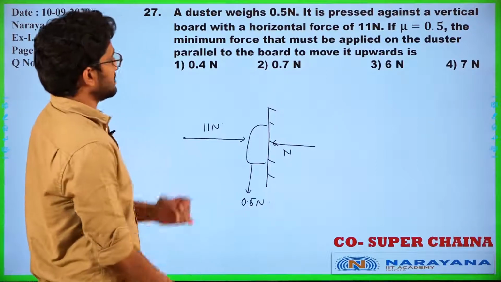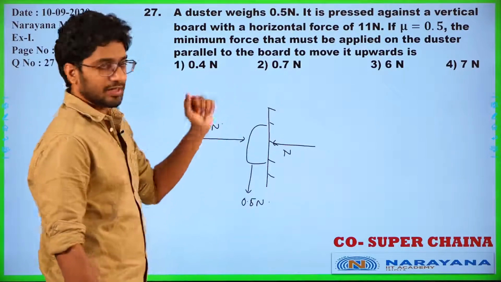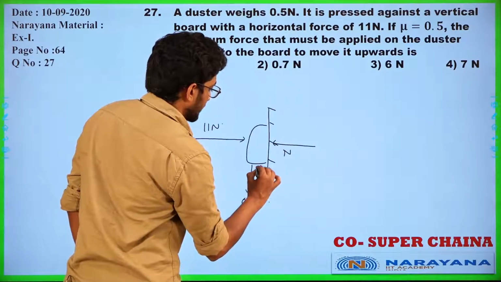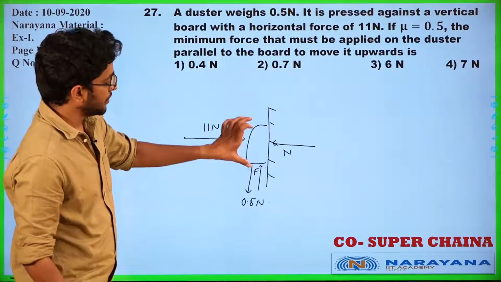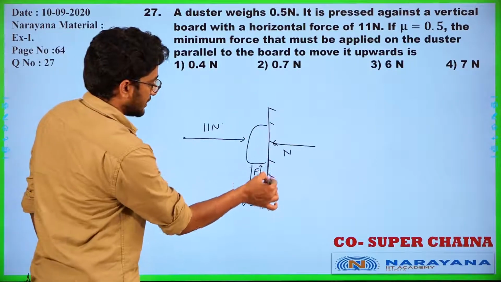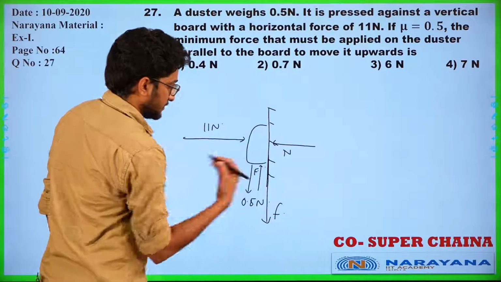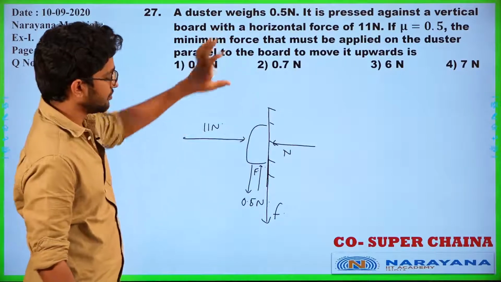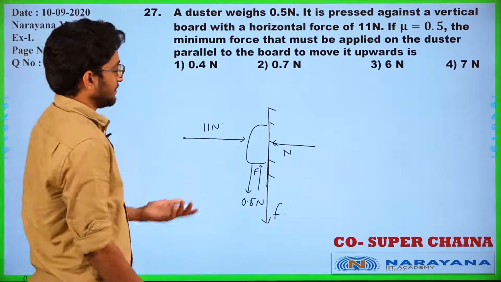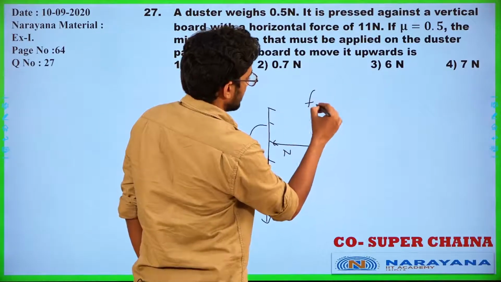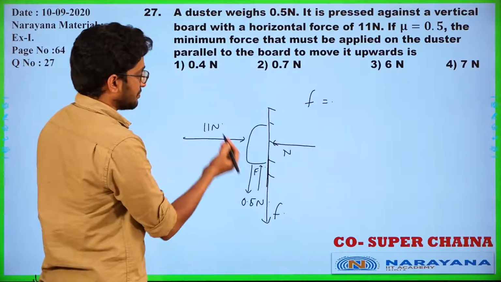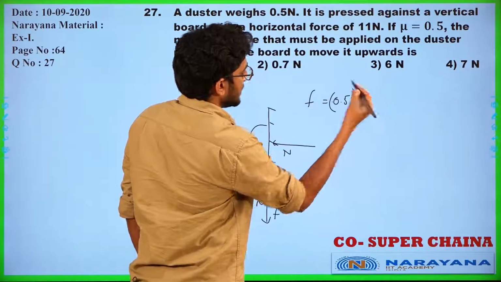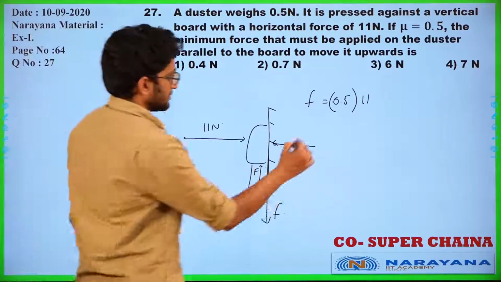The minimum force that must be applied on the duster parallel to the board to move it upwards. So to move it upwards, we should apply a force in upward direction. Let's say that is F. So when you are trying to move it upwards, friction will also act in downward direction. Now I need to find this upward force that I apply so that I can move it upwards. So how do I find friction here? The maximum possible friction is mu into n. Mu is given as 0.5 into normal is given as 11. So that is 5.5 newtons.